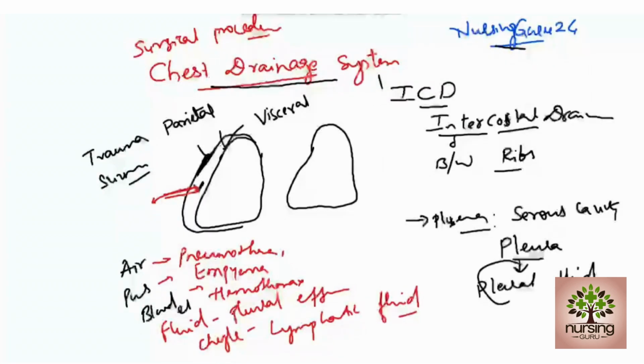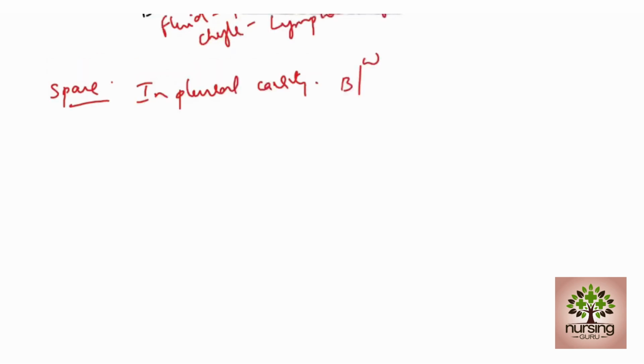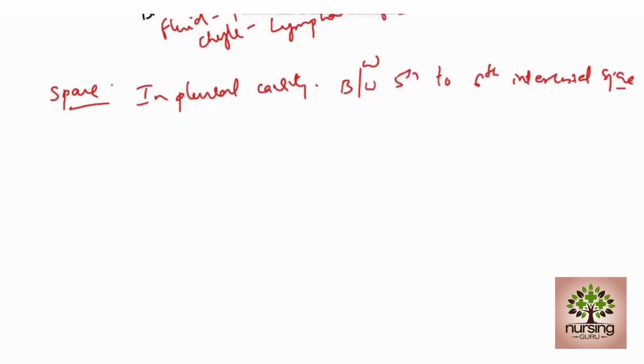Then in which space is this tube inserted? In the pleural cavity it is inserted, but from the chest, where is it inserted? From the chest, between the 5th to 6th intercostal space. Between the 5th and 6th ribs, that is the 5th intercostal space.